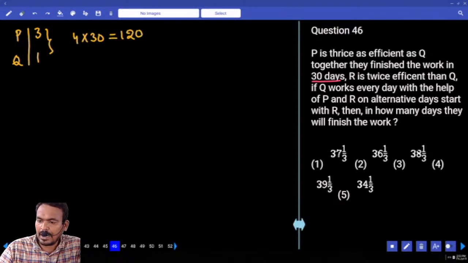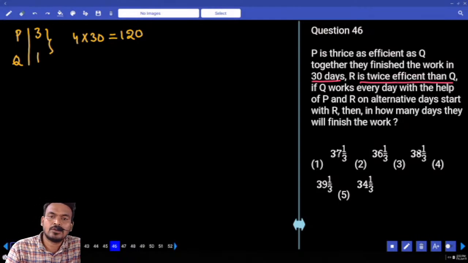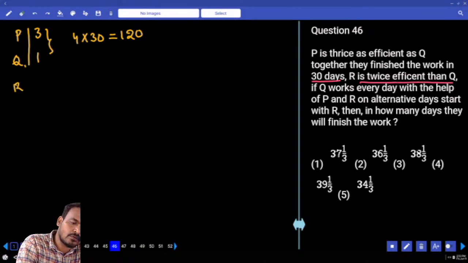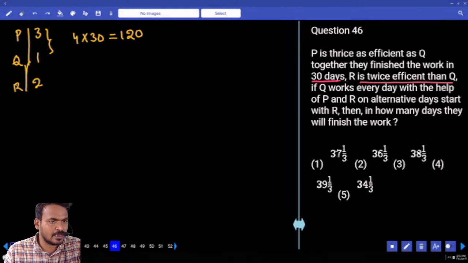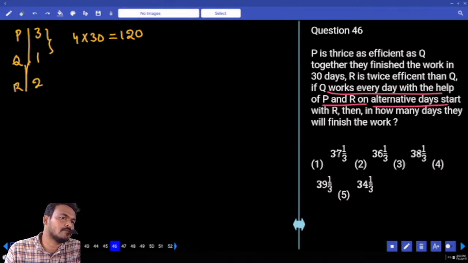120. Next, R is twice as efficient as Q. R's efficiency compared to Q is twice or not? Means R's efficiency is 2 parts or only 1 part? 2 parts. But here Q works every day with the help of which ones? P and R. But are they working on alternate days or rotated days? Alternate. Start with which one? R.